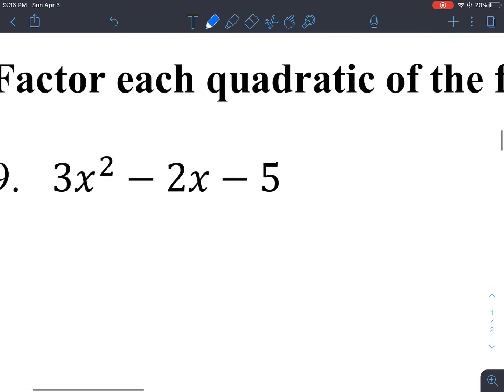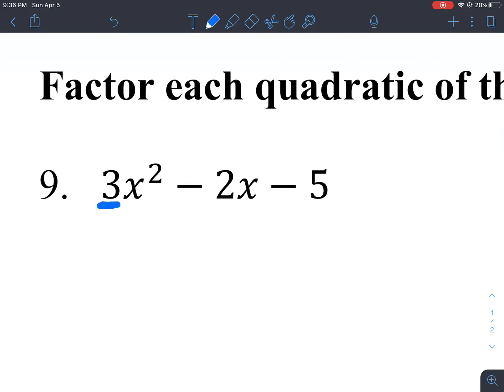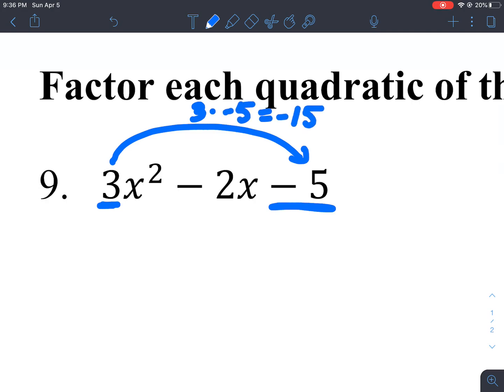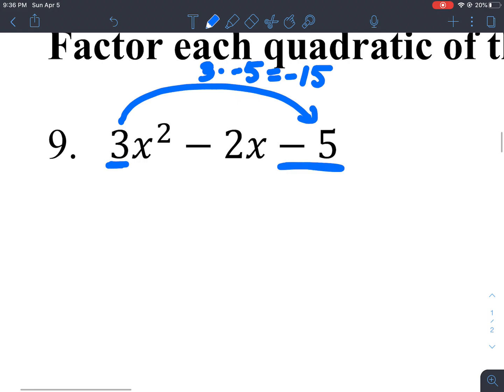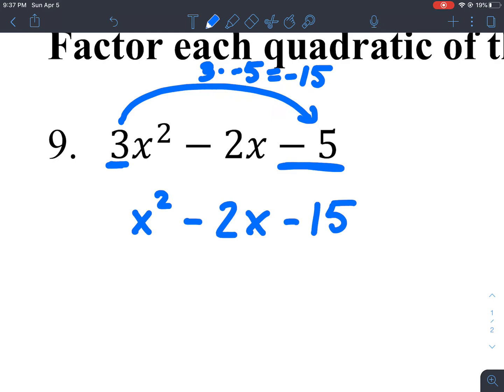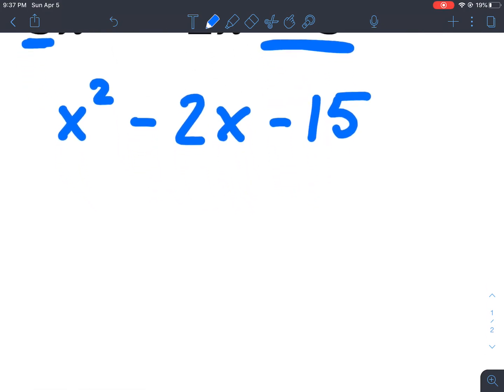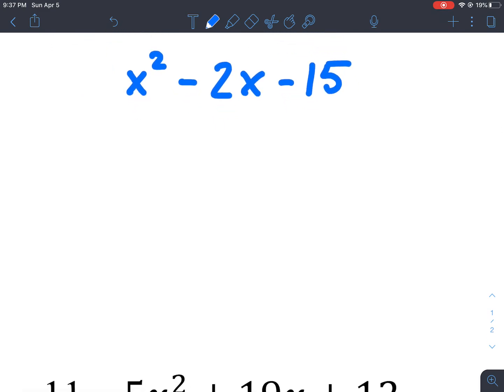So in this case, if we have something in front of the x squared, we're going to do something that we call the AC method, which is we're going to take this first number and multiply it to this last number. 3 times negative 5 to get negative 15. Okay. Now, we are going to take that negative 15 and put it back into our answer. We're going to temporarily remove the 3 and have x squared minus 2x, and then instead of the minus 5, we're going to replace that with the minus 15 that we just found. Okay. The reason we do this is so that we now have a problem that's just a regular x squared plus bx plus c, something that we're more confident and comfortable with.